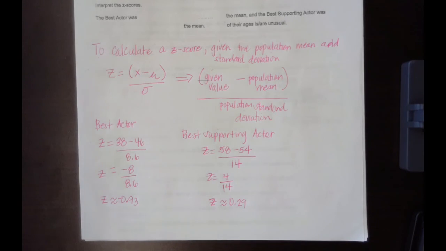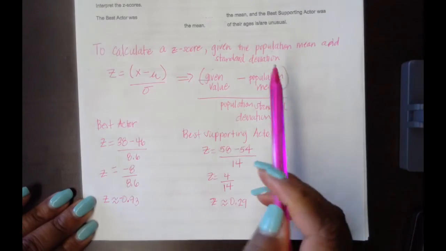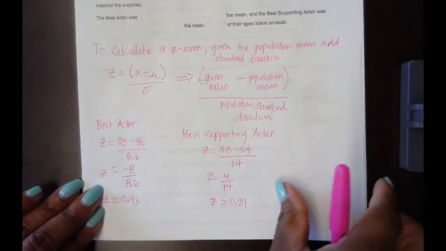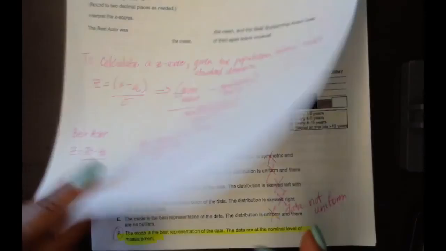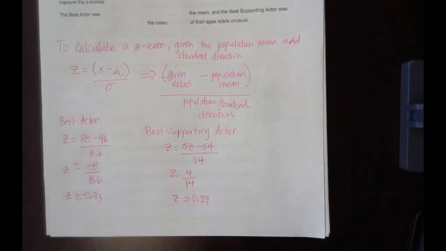Okay, and that's how I calculate the Z score given the population mean and the standard deviation. Right, let's go on to number 15. Oh, I'm sorry, that's it. Alright guys, that's the last for 2.1.